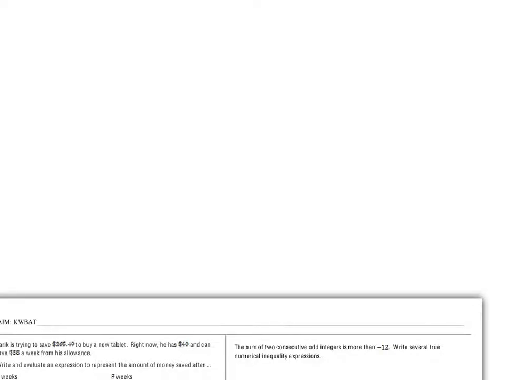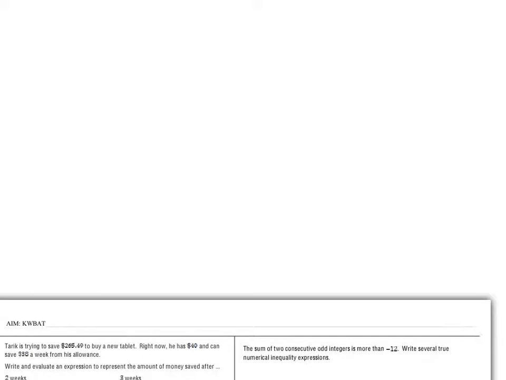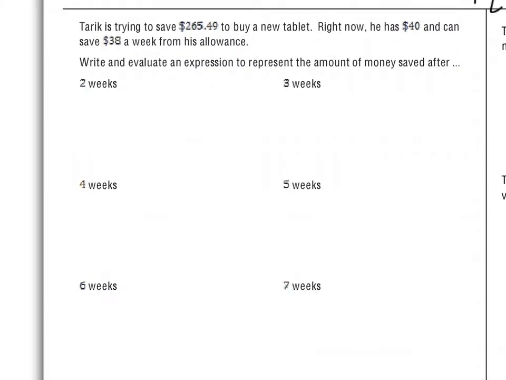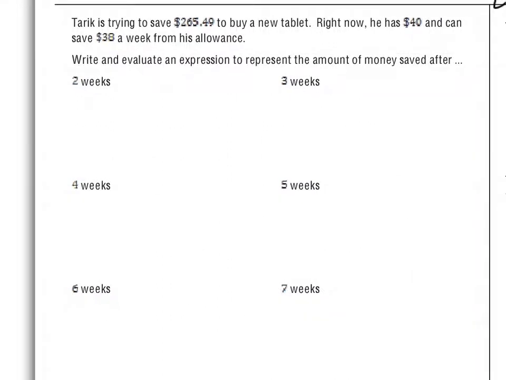All right, today's aim: scholars will be able to write and solve inequalities. So here's the big start to what we've been working on as we go through. We have Tariq, who is trying to save $265 to buy a new tablet. Right now he has $40 and can save $38 a week. Write and evaluate an expression to represent the amount of money saved after 2 weeks.